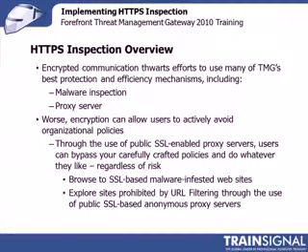Encrypted communication thwarts efforts to use many of Threat Management Gateway's best protection and efficiency mechanisms, including malware inspection and proxy services. Worse, encryption can allow users to actively avoid organizational policies. For example, through the use of public SSL-enabled proxy servers, users can bypass your carefully crafted policies and do whatever they like. They can browse to SSL-based malware-infested websites, or even explore sites that are prohibited by URL filtering through the use of public SSL-based anonymous proxy servers. So using HTTPS inspection to add a further layer of defense makes sense for many companies, including Global Mantics.